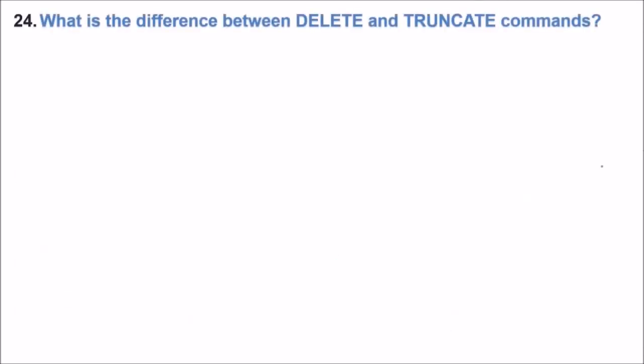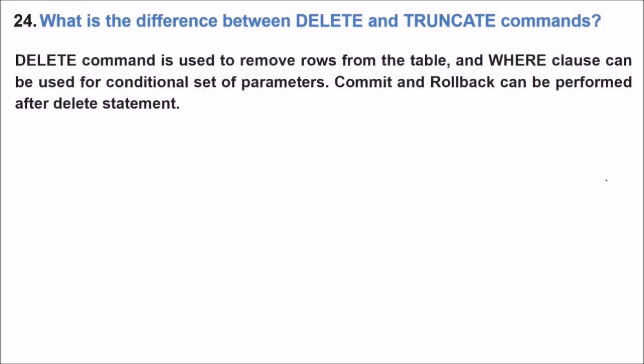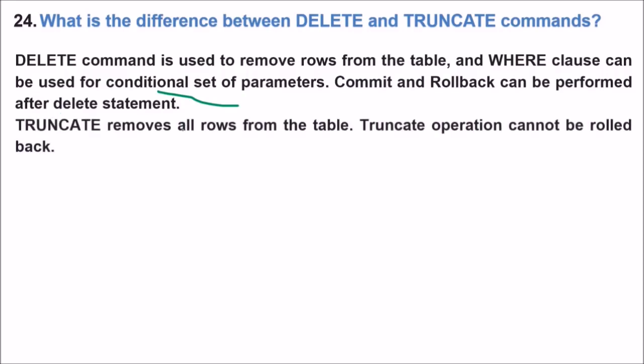What is the difference between delete and truncate? A delete command is used to remove rows from the table, and a where clause can be used for a conditional set of parameters. Commit and rollback can be performed after a delete statement. But truncate removes all rows from the table, and the truncate operation cannot be rolled back. So let me change my sentences, because truncate as a word means what I said earlier, but in a database it is not like that. Truncate means remove all the rows. Delete means remove rows from the table, right?